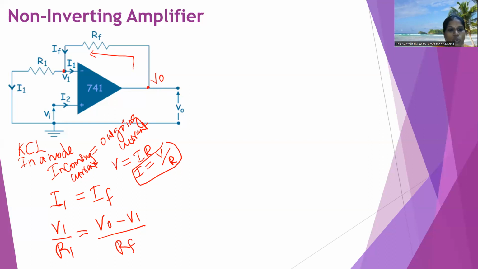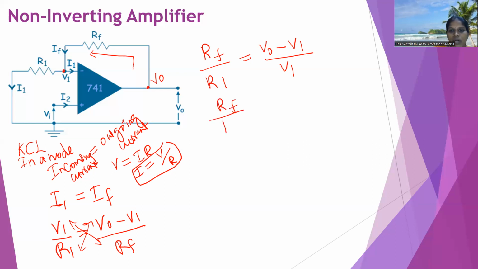Okay. We will do the cross multiplication. Then we are doing cross multiplication. So we are getting RF divided by R1 equal to V out minus V1 divided by V1. Okay. So RF divided by R1 equal to V out divided by V1 minus 1.